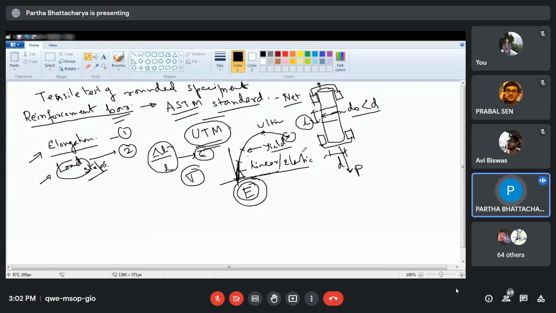So these are the important issues that you have to learn, and this plot can be obtained if you record the elongation and the load steps for that elongation. Once these two data are recorded from the test, you will be able to plot it.